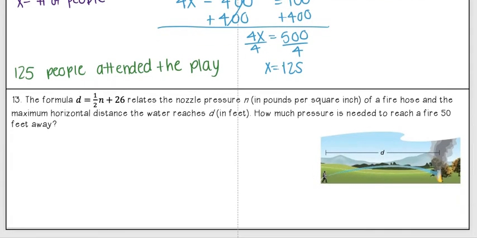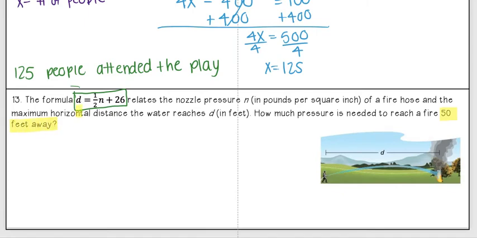Okay, this last one says the formula D equals 1/2 N plus 26 relates the nozzle pressure N in pounds per square inch of a fire hose and the maximum horizontal distance the water reaches, D, in feet. How much pressure is needed to reach a fire 50 feet away? Okay, so I have my equation already here. It gives that to us. We're not making it up. However, I do have two different variables in here, but they do give us one of those values. So it says that the fire is 50 feet away.